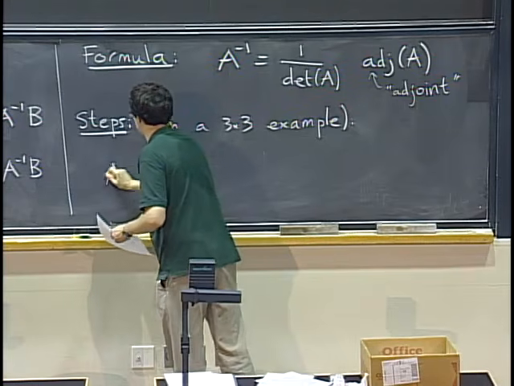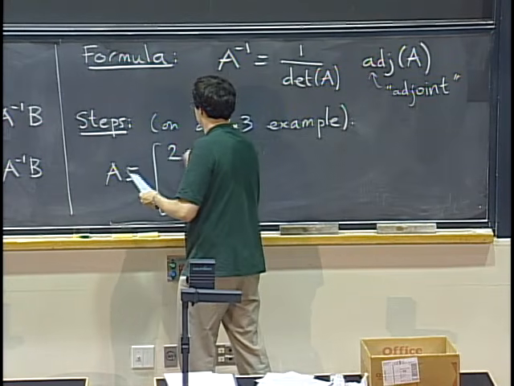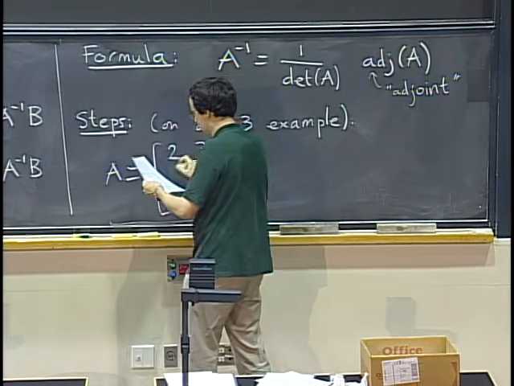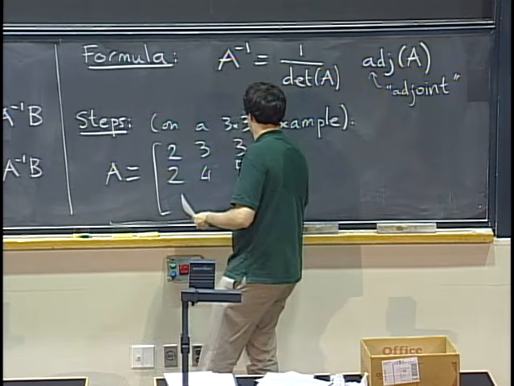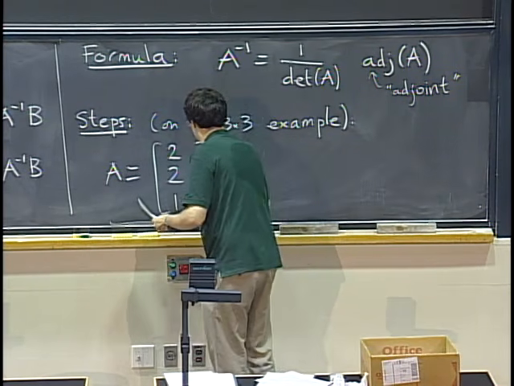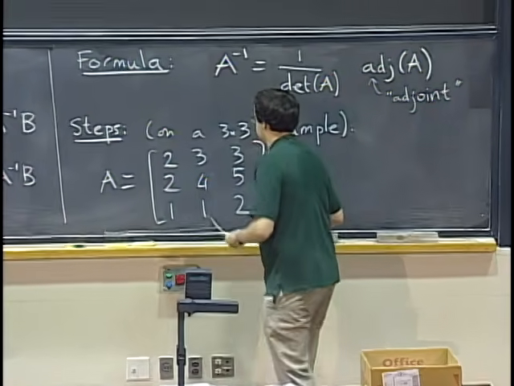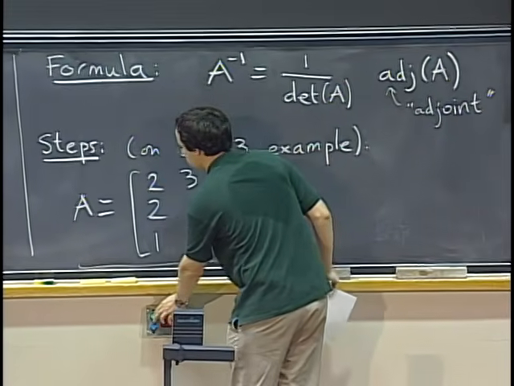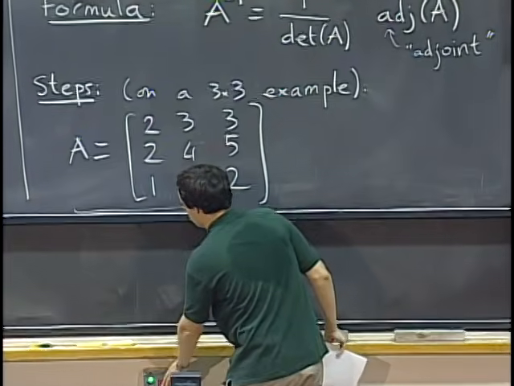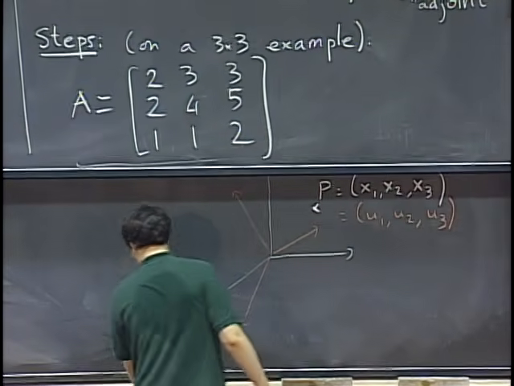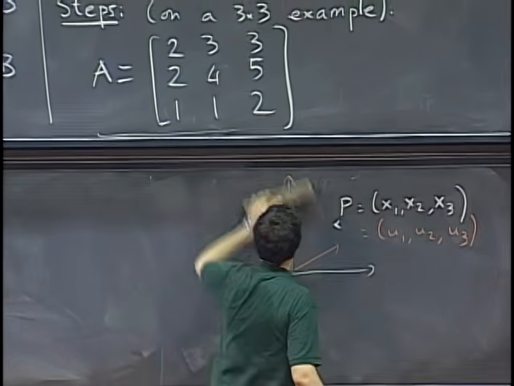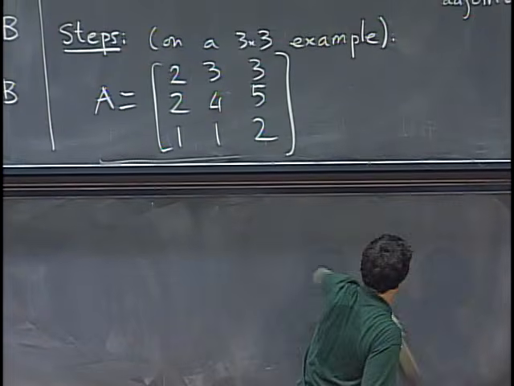So let's say that I'm giving you the matrix A. Well, let's say it's the same as earlier, the one that I erased. That was the one relating our x's and our u's. So the first thing I want to do is find what's called the minors.